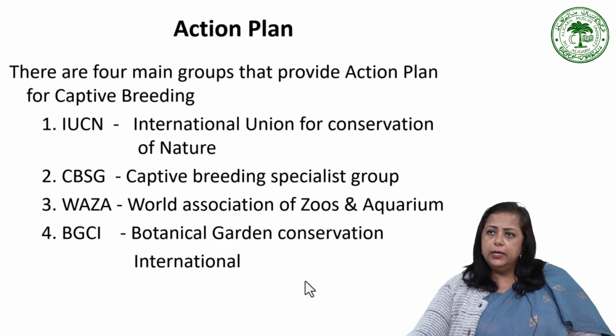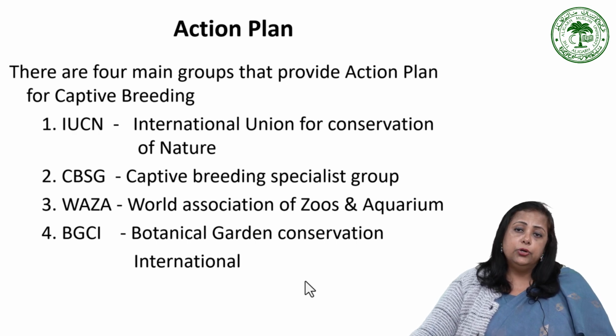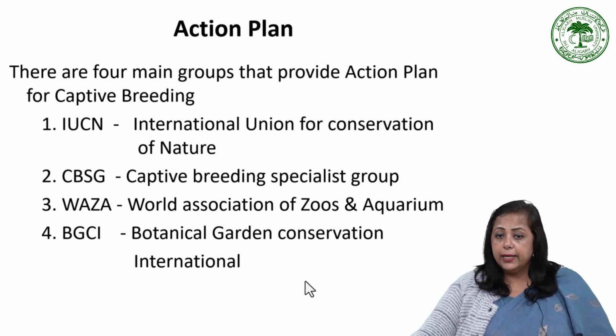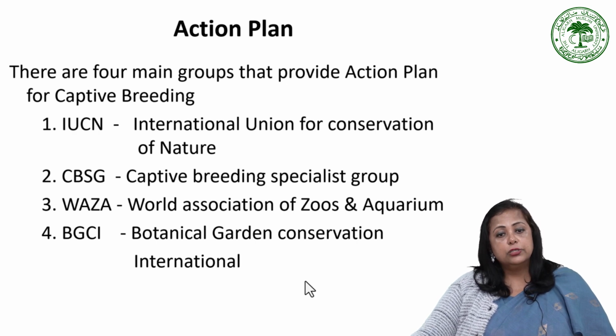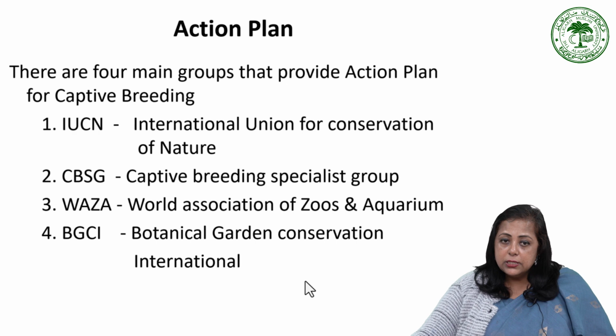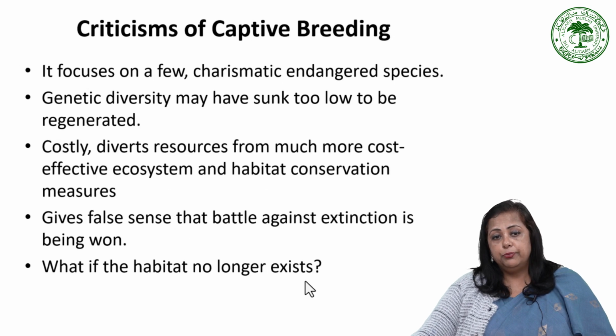So there are different action plans, and these action plans are made by the international bodies. It is not only for India, it is for the world. There are 4 main groups that provide action plans for captive breeding, like IUCN, International Union for Conservation of Nature, CBSG, Captive Breeding Specialist Group of IUCN, WAZA, we have already discussed, that is World Association of Zoos and Aquariums, and BGCI, Botanic Gardens Conservation International. So these are the institutions which actually make the action plan for the captive breeding program.